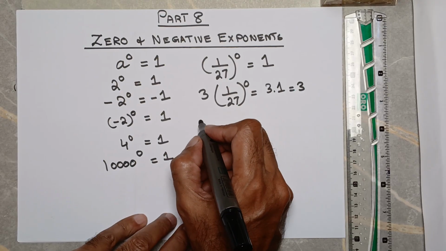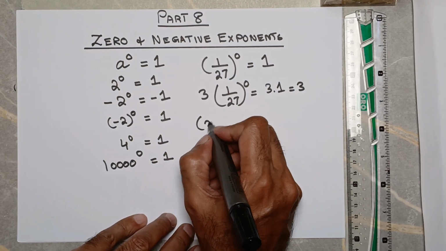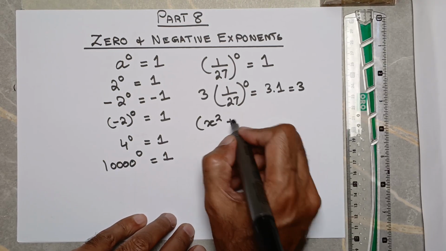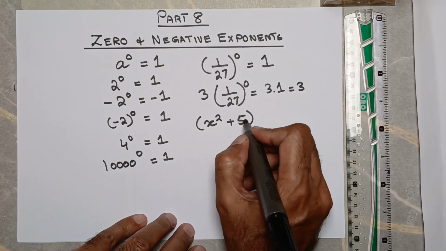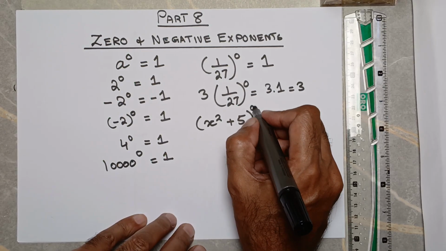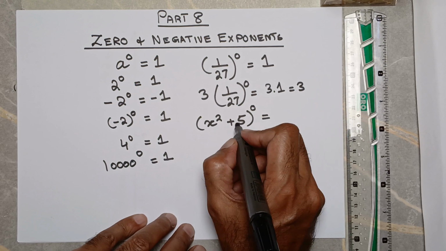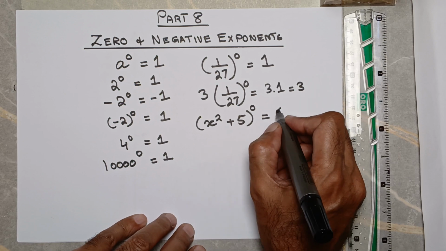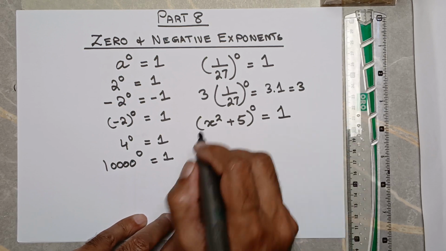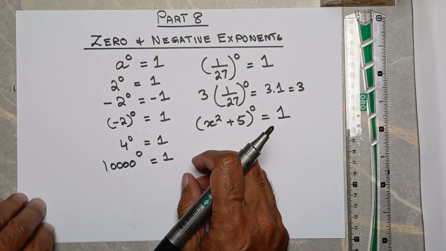Let's take another example. Suppose something is written as (x squared plus 5) within the parentheses and outside there is a zero exponent. The whole expression will be considered as equal to 1. Now let's move on towards the negative exponents.